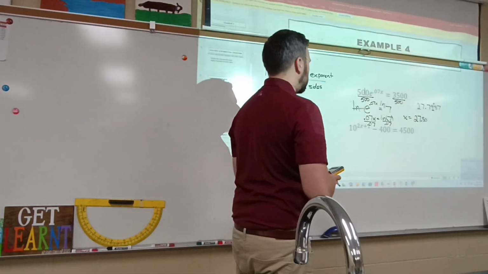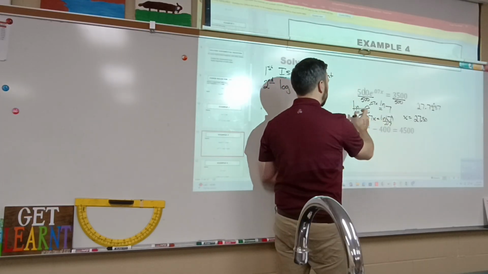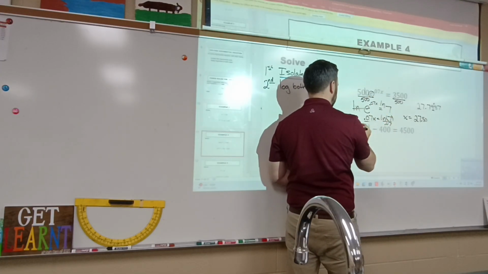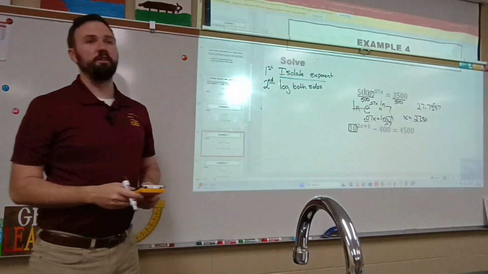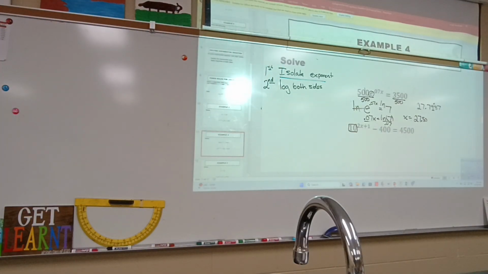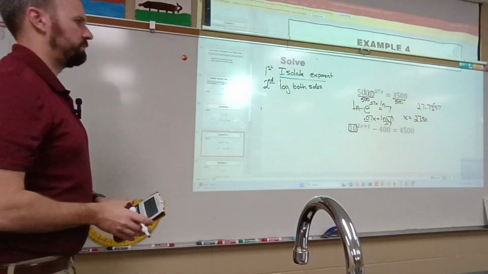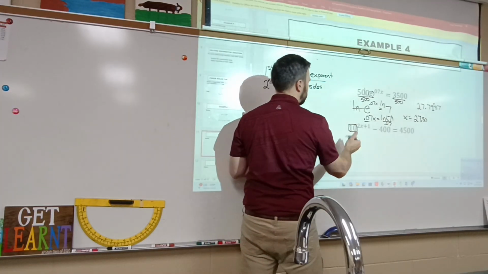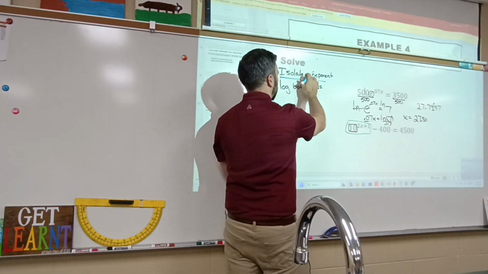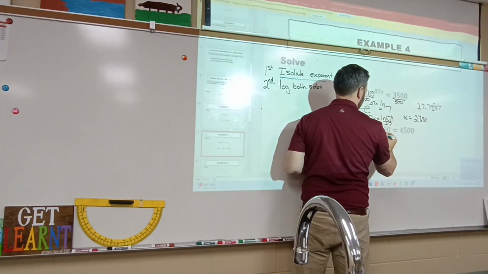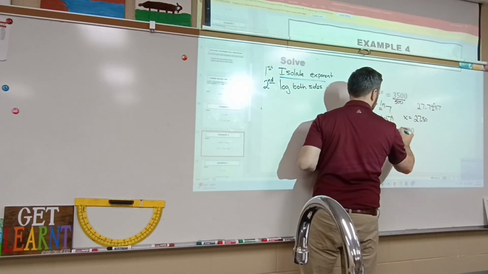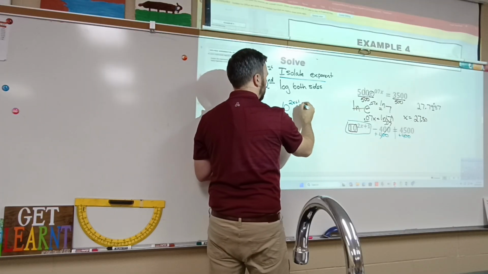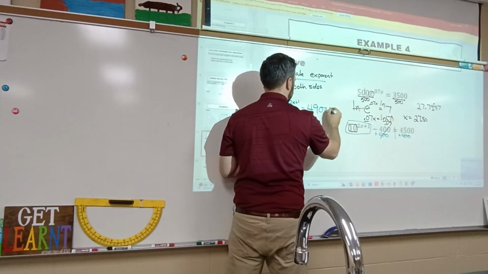All right, let's try this beast. What makes this one different than that one? This one has a 10. What's your base on this one? A 10. So am I going to use natural log on this one? I could, but I don't want to. Let's ISO this thing first. Let's ISO the exponent. Let's do our add 400. Right? And I get 10 to the 2x plus 1 equals 4,900. All right.